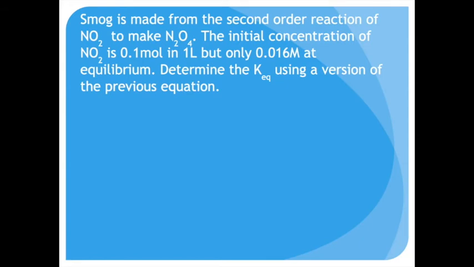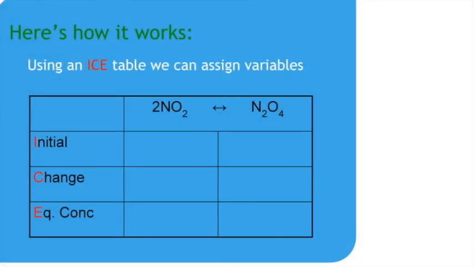Smog is made from the second order reaction of nitrogen dioxide to make dinitrogen tetroxide. The initial concentration of nitrogen dioxide is 0.1 moles in a 1 liter container, but only 0.016 moles per liter at equilibrium. Determine the equilibrium constant using a version of the previous equation. Yes, to find out what the KQ value is.